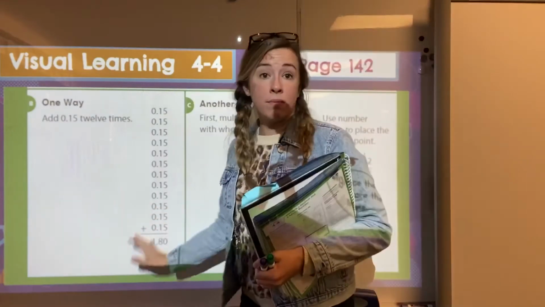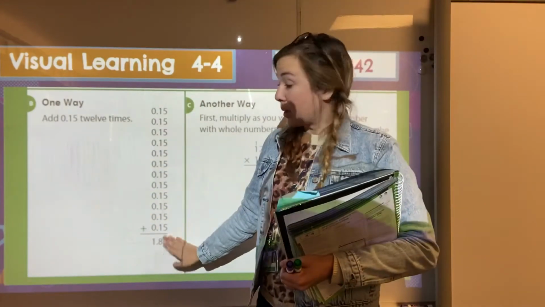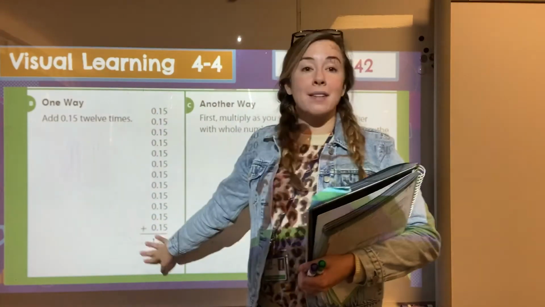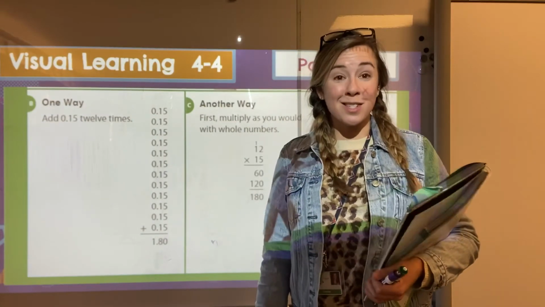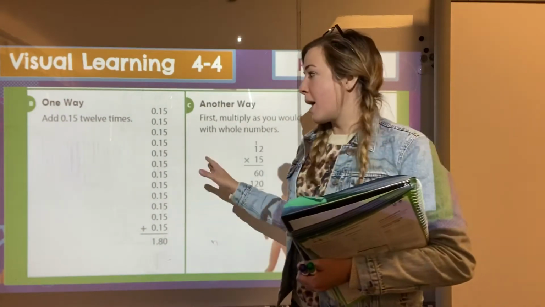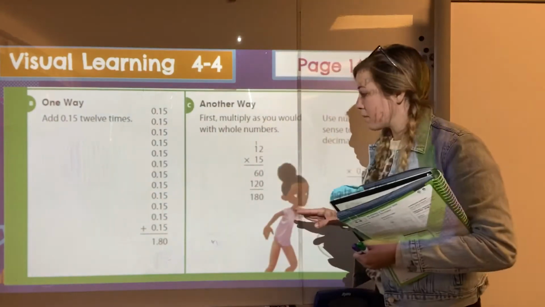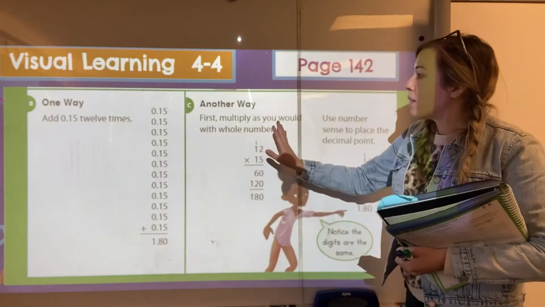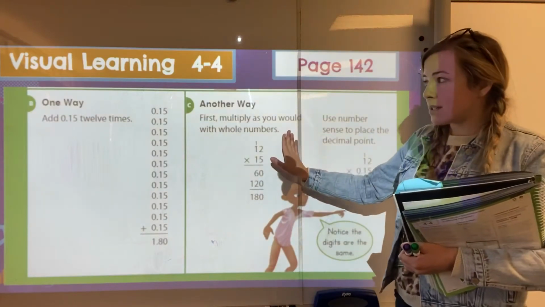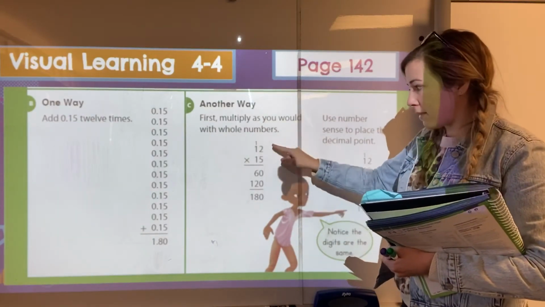One way is repeated addition. We're going to be moving away from this way. It's kind of a nice little security blanket because you guys did so great in topic 2 with adding our decimals, but we need to move on, right? We need to move on to our multiplication. So now, first multiply as you regularly would with whole numbers, 12 times 15.